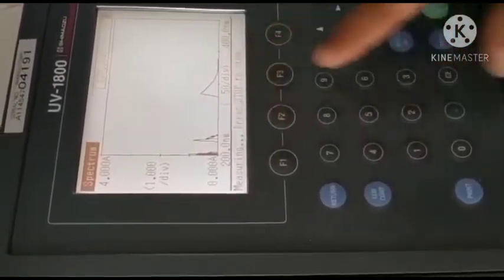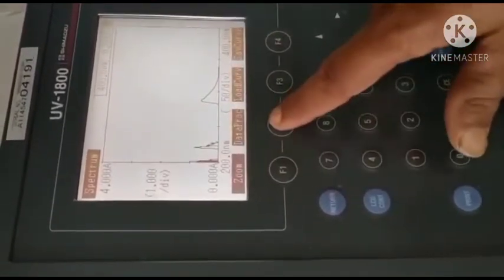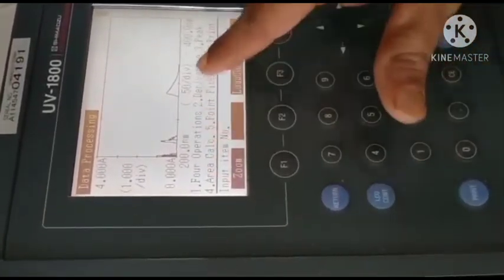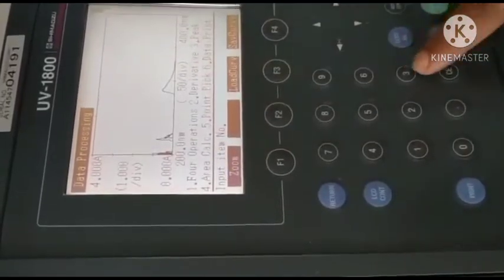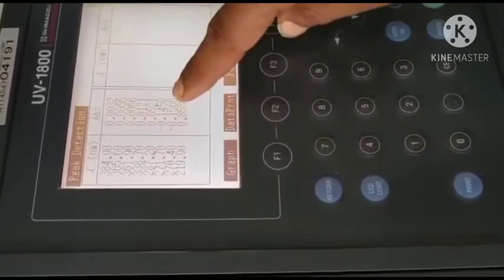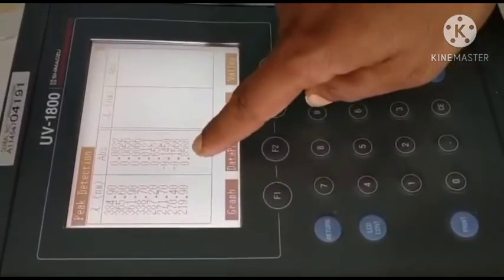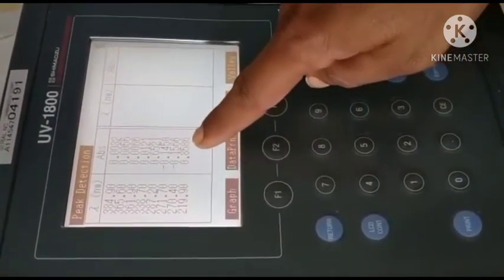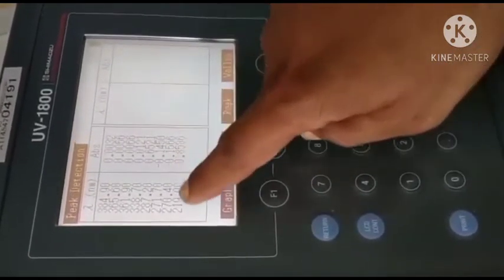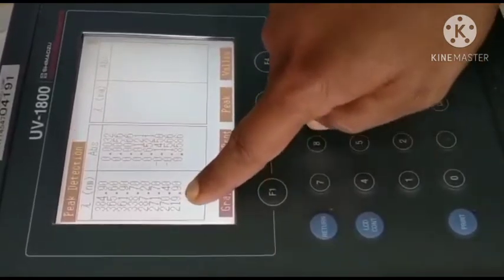Now this is completed. Now we will go for data processing, and in data processing we have four options: derivative, peak, area. So we go for peak. So these are the lambda max and these are the absorbances. The highest absorbance is 0.8586, and it corresponds to wavelength 219. So this means that ethanol has a wavelength of 219 nanometer. It is taken against water.